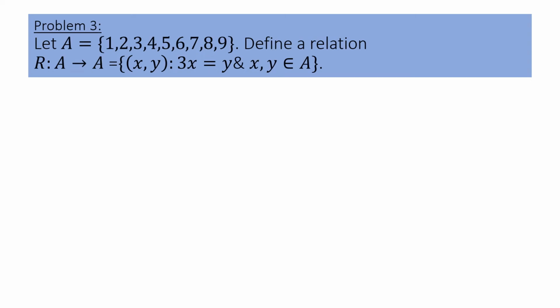In this problem, we are given a set A of natural numbers from 1 to 9 and we are required to define a relation R from A to A having elements (x, y) such that 3x is equal to y and (x, y) is in set A. Since the second element of the ordered pairs is 3 times the first element, we have the relation from A to A as having elements (1, 3), (2, 6), (3, 9).